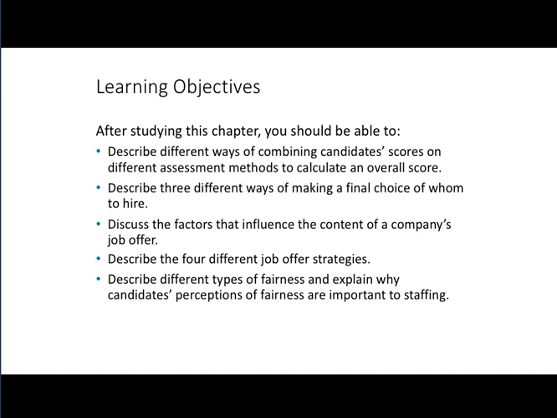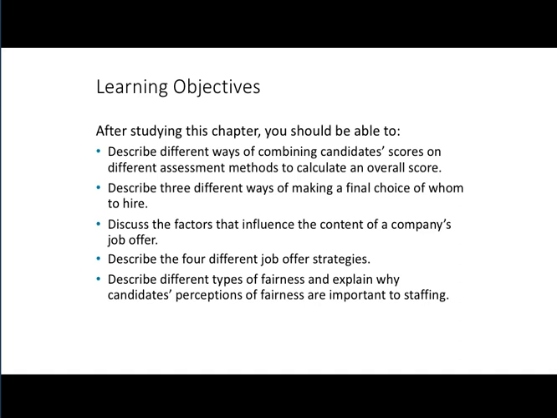We're going to discuss the factors that influence the content of a company's job offer. So we're going to think about, if we're going to make a job offer, what are the factors that we need to consider in terms of what we include and what we don't include, when it's appropriate to include some things and when it's not. We're also going to look at the different job offer strategies and decide why we would use one strategy over another. It all depends on all sorts of factors like what's going on in the job market, how easy it will be to find another candidate, things like that.